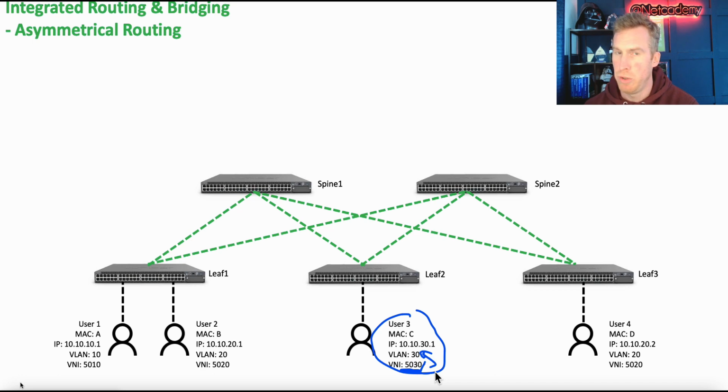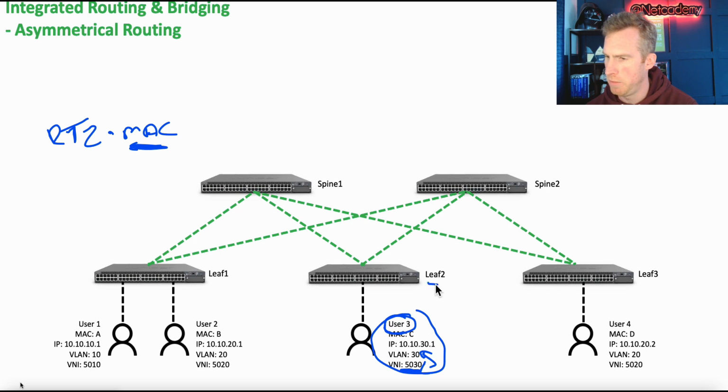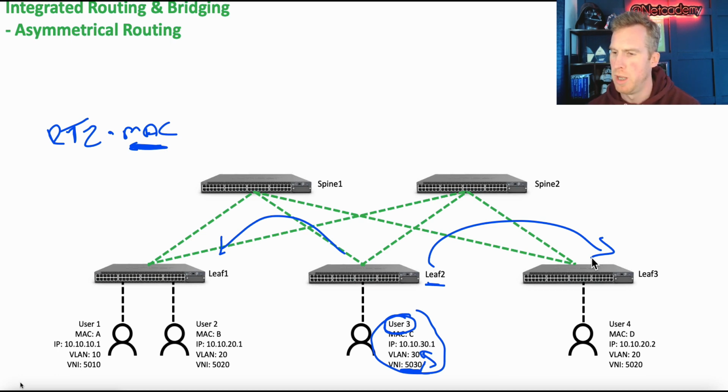Now, with the asymmetrical routing model, all of the remote destinations, which are advertised and learned via route type 2, route type 2 advertises all of those MAC addresses. So the MAC address of user 3 is going to be advertised from leaf 2 over to leaf 1, and of course over to leaf 3 as well. But remember what I said, that with the asymmetrical routing model, leaf 1 or any leaf requires all VNIs to be configured locally because it's doing that bridging first and then the routing over from one VNI to another VNI.